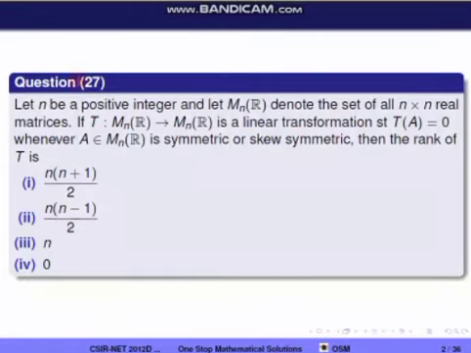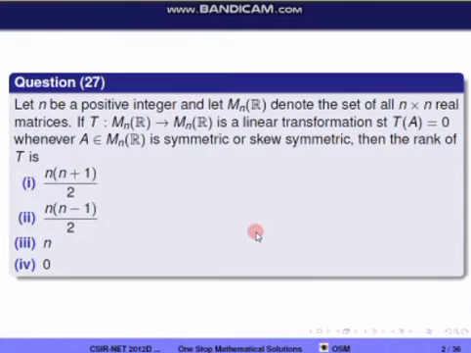First question, question 27. Let n be a positive integer and let Mn of R denote the set of all n cross n real matrices. If T from Mn of R to Mn of R is a linear transformation such that T of A is equal to 0 whenever A belongs to Mn of R is symmetric or skew symmetric, then the rank of T is. So we are given a linear transformation such that T of A is 0 whenever A is symmetric or skew symmetric. Then we have to find the rank of this transformation.